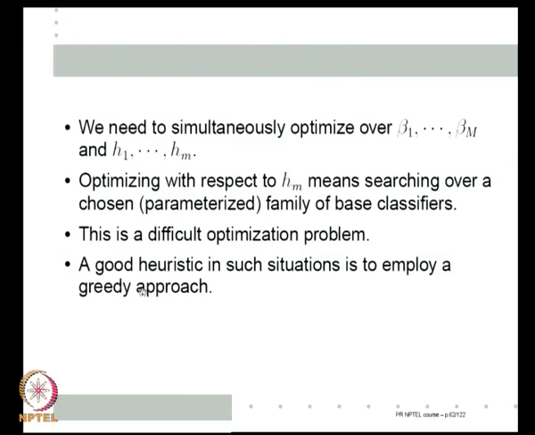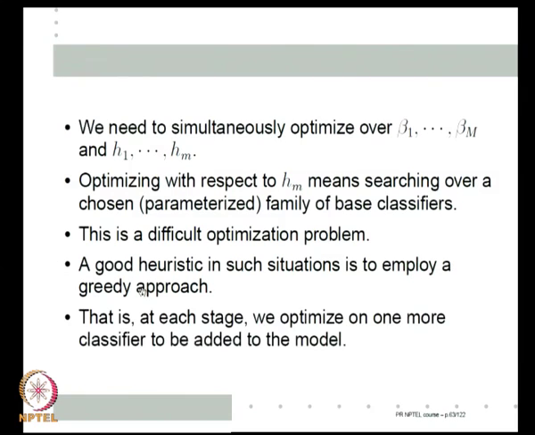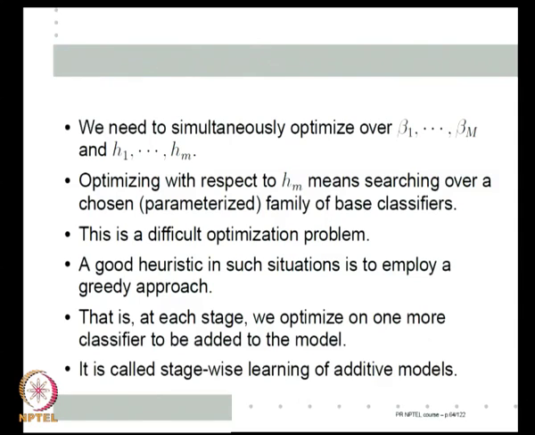But this is called a greedy approach, because I accumulate one by one. So, at each stage we optimize for putting one more classifier in the model. If I have already learned m classifiers, when I am learning say the first classifier, I act as if I only want one classifier. Having learned that one classifier, now I want to add one more. While adding one more, I cannot change what I have already learned. That is the characteristic of the greedy approach. So, at each stage we optimize on one more classifier to be added to the model without changing anything that we have already learned. This is called stage wise learning of additive models.